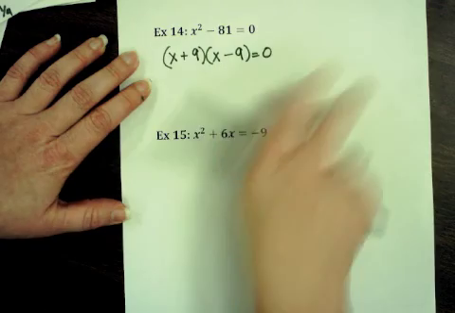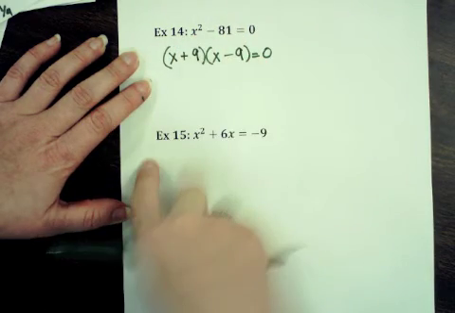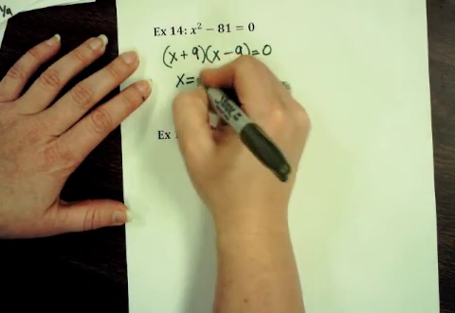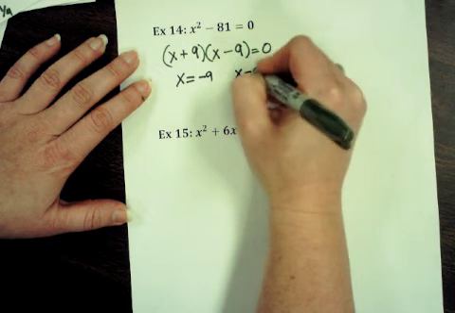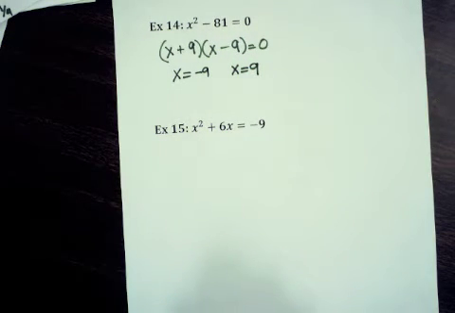Now, if you didn't come up with like that, you could have said, what multiplies to give me negative 81 and adds to give me 0, and you would have still gotten positive 9 and negative 9. So what are my answers, my two solutions? X equals negative 9 and x equals 9. Got the hang of it?